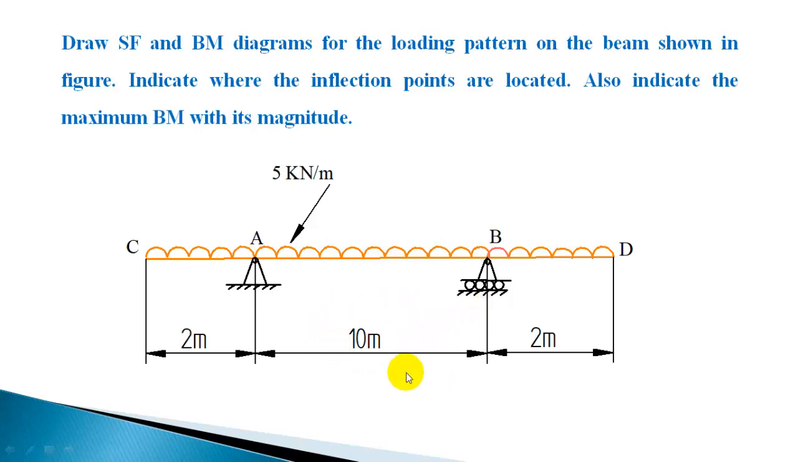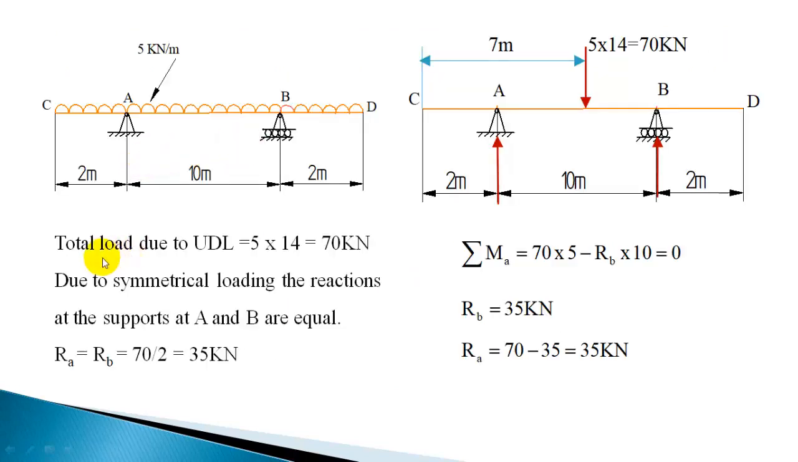You can also go by the summation of the moments. So total load due to UDL is 5 into 14 or 70 kN. Due to symmetrical loading, the reactions at the supports A and B are equal, and you can find RA or RB as half of the total downward load, or 35 kN.